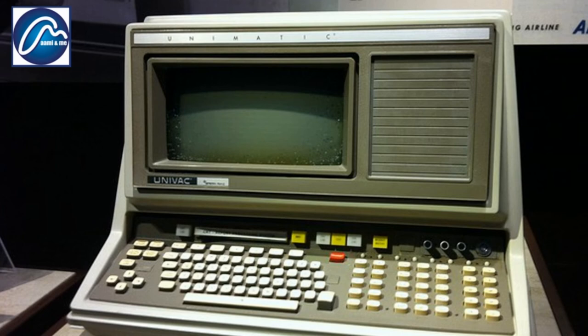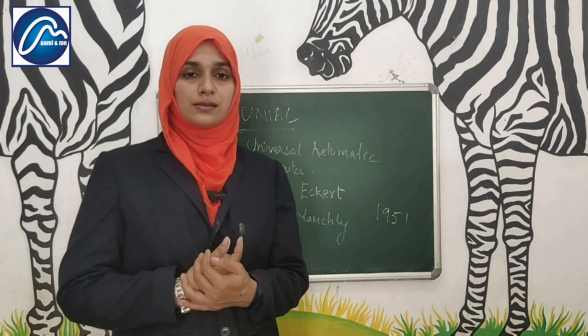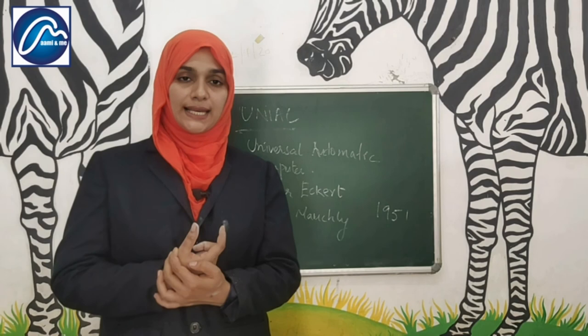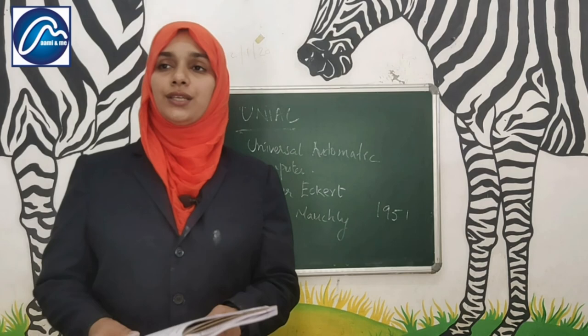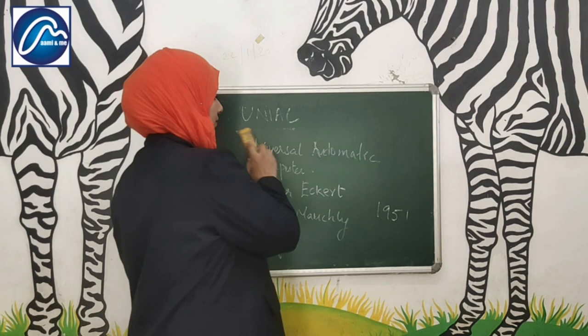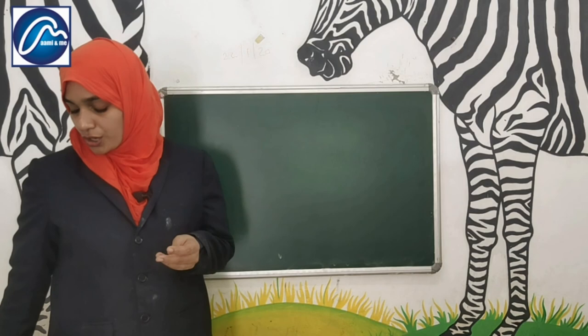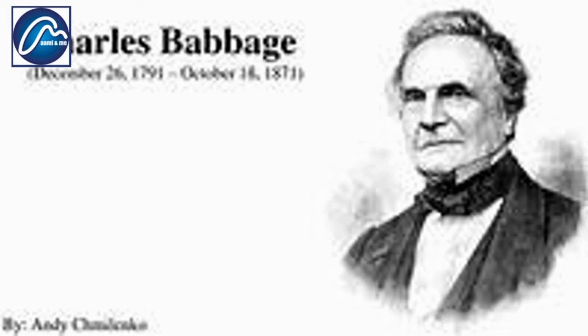Now, what are the things we have learned? Which are the devices? Abacus, Napier's Bones, Pascaline, Difference Engine, Analytical Engine, Tabulating Machine, then ENIAC and UNIVAC. Okay. Next, we are going to study about the pioneers of modern computers. First is Charles Babbage. We have already studied about Charles Babbage.